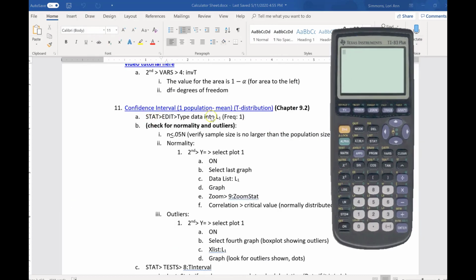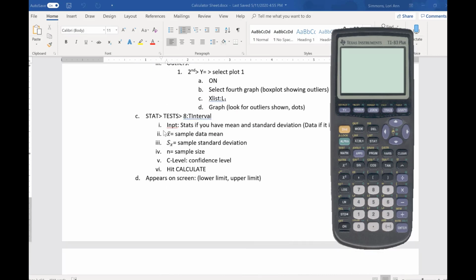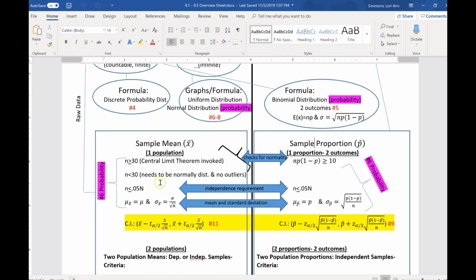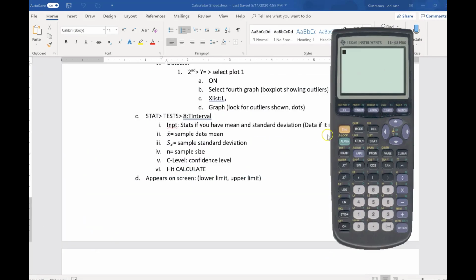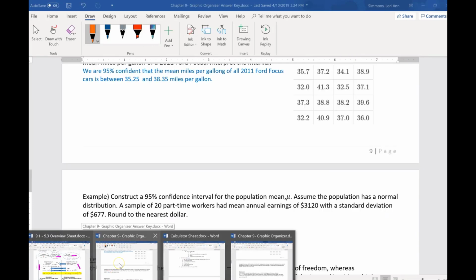Now we're not putting it into data, so we don't need to do part A. B, it told us in the example it was normal, or because it was less than 20, else we would have had to have found it. If the sample size is greater than 30, we can assume it's normally distributed. So we want to go to Stat, Test, and then number 8, T interval. So we are using stats. So highlight that and then click it. And now input the data.